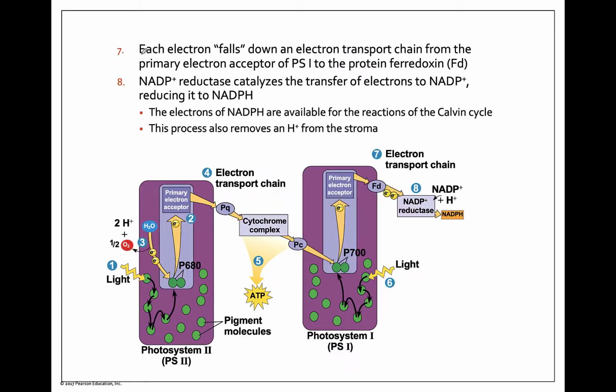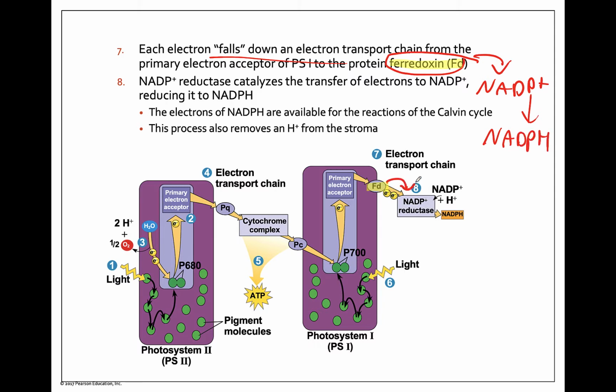And then the next step is to fall down another electron transport chain until it reaches the primary electron acceptor, which is called ferredoxin. Even though you didn't need to learn the names of the other proteins, this one is a name you do need to know, is ferredoxin, which is here FD. That is the protein that is then going to give the electron to NADP+, which will turn it into NADPH.